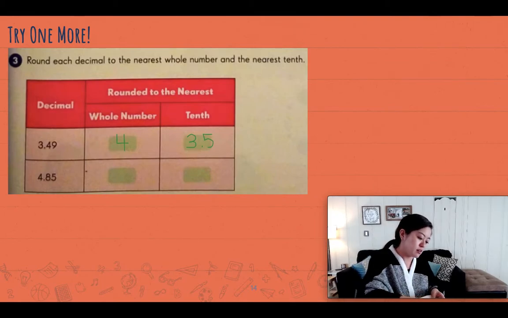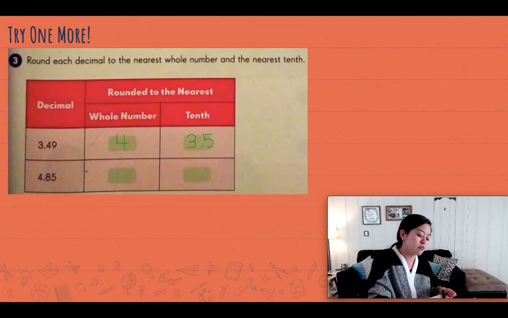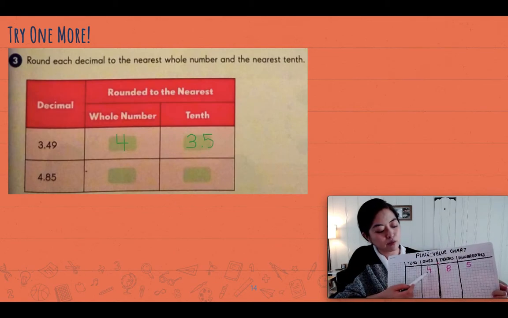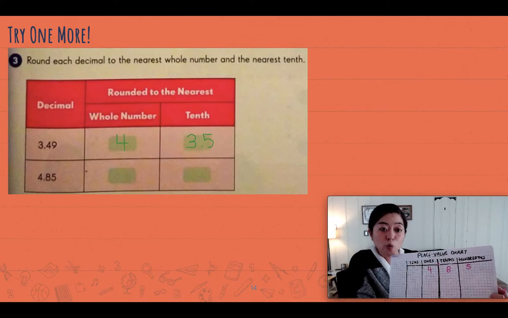And again, I'm just going to write it on a place value chart to help me understand what it looks like. So I'm going to write 4 and 85 hundredths, like this. Right, 4 and 85 hundredths, or you can say it as 4.85. Now we have to round it to the nearest whole number.